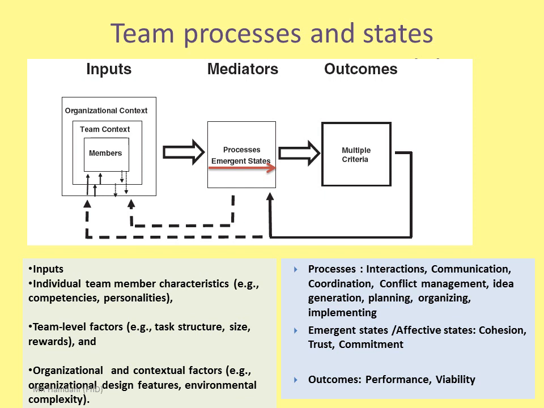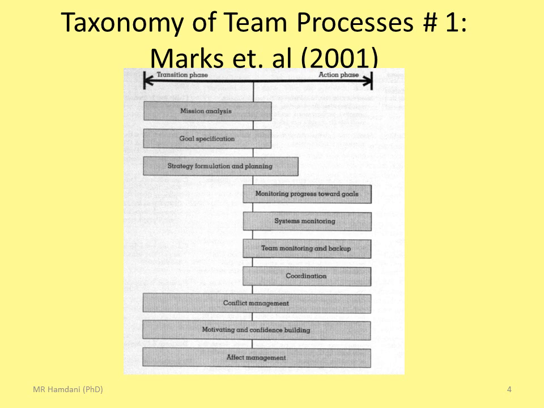Now, next, I will present some frameworks that will help you classify different team processes. The first framework divides team processes into three types: transitional processes, action processes, and interpersonal processes. Transition processes are conducted at the very beginning of the teamwork, and these include mission analysis and formulation, goal specification, and strategy formulation. So, all these big goal setting type of activities are known as transition processes.